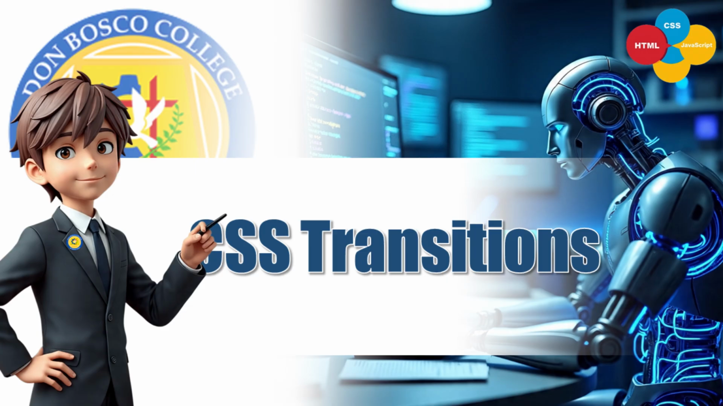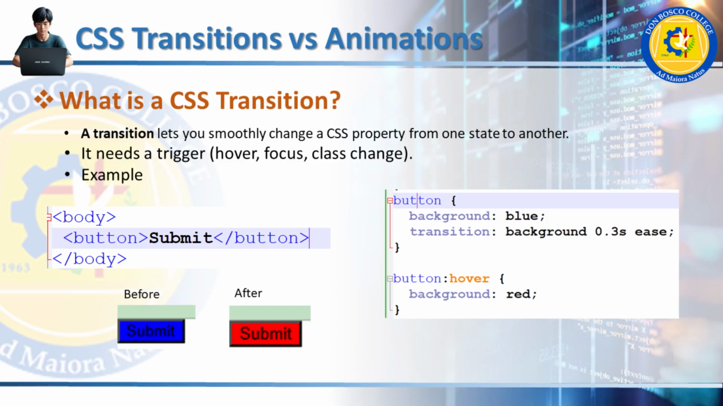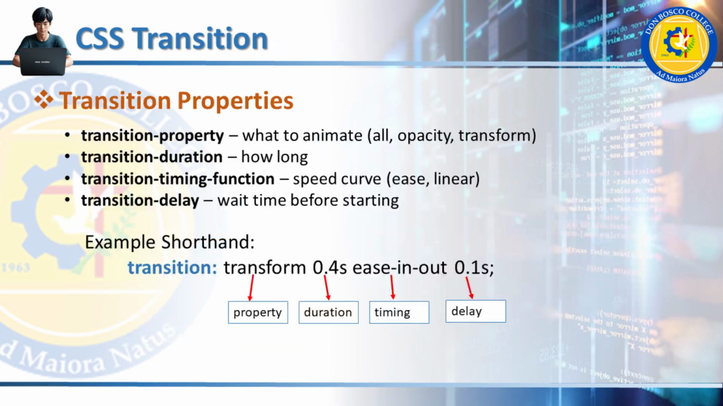What is a CSS transition? A CSS transition allows you to smoothly change a CSS property from one state to another. It requires a trigger, such as hover, focus, or a class change.